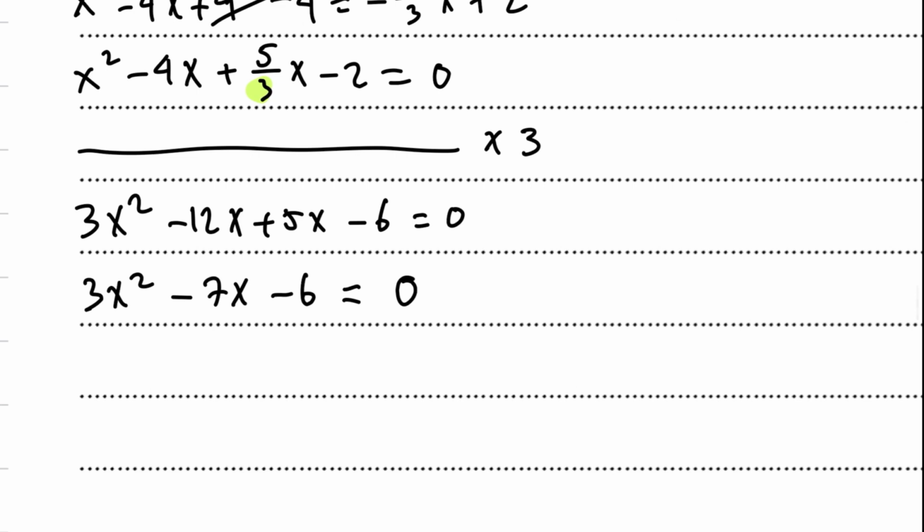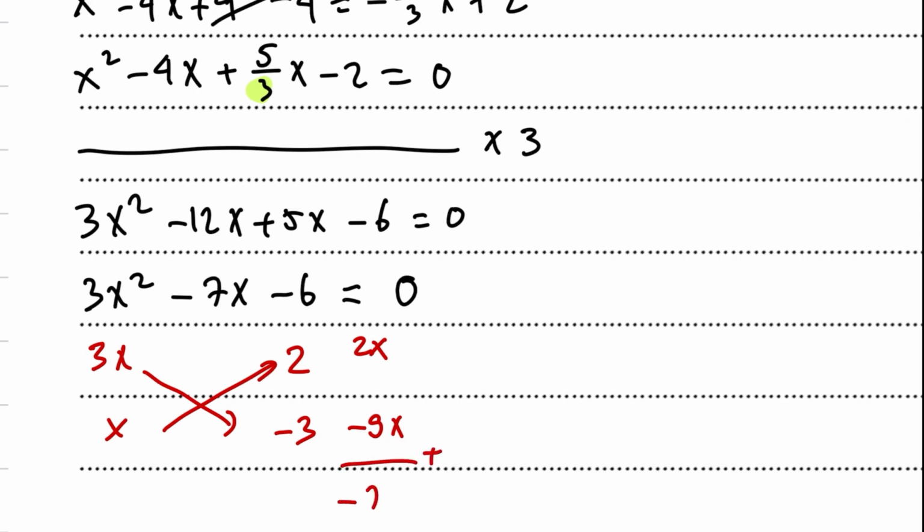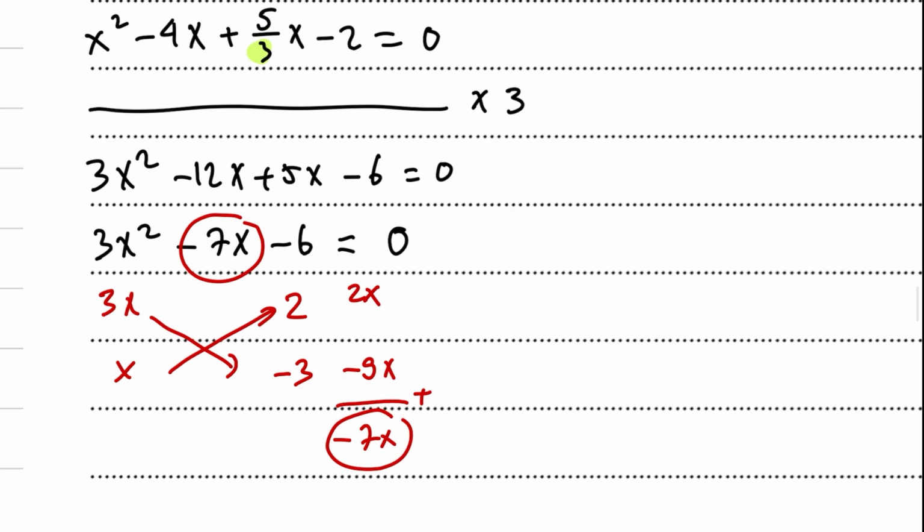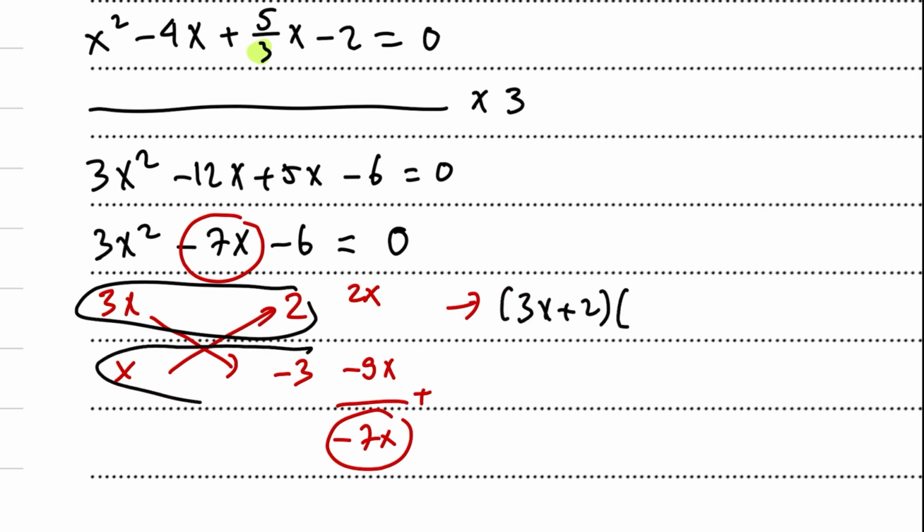So let's see here. 3x squared is 3x times x. Minus 6, maybe 2 times minus 3. And then we cross multiply. This is 2x. This is minus 9x. And then you add, you will get minus 7, which is correct. So that means our result here is 3x plus 2 times x minus 3.